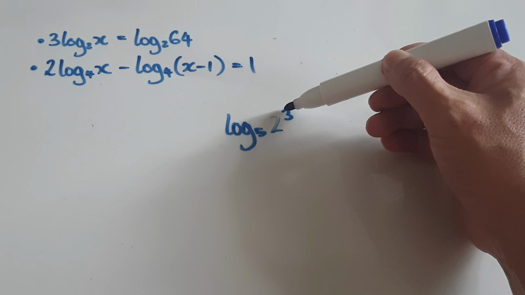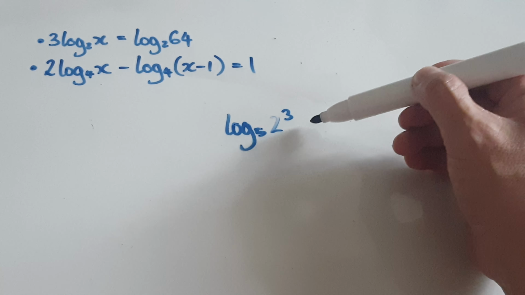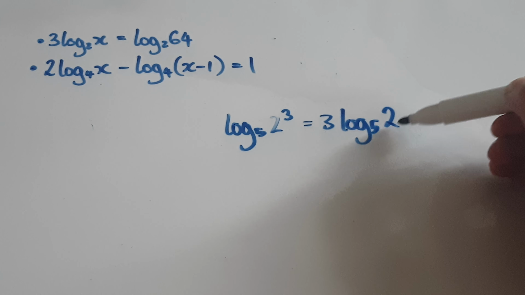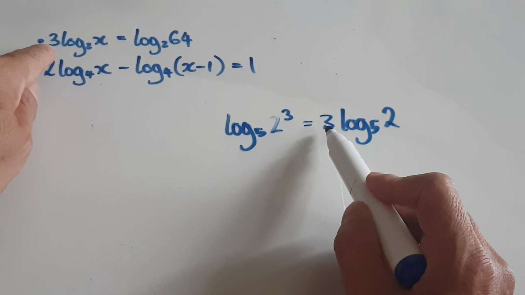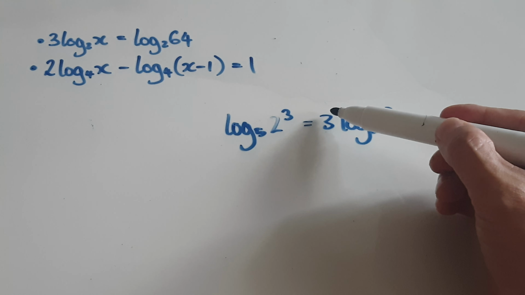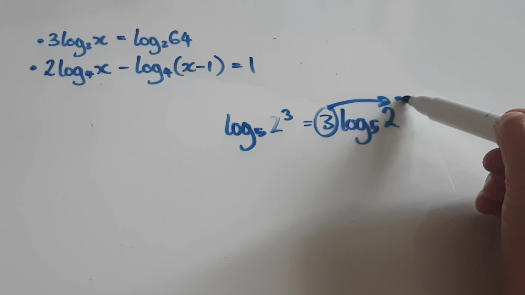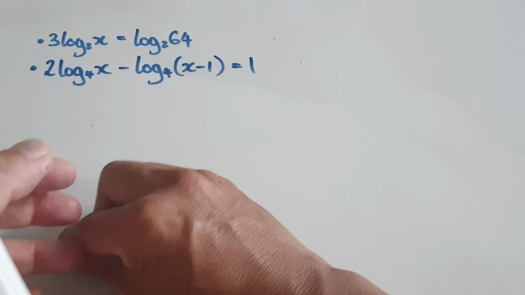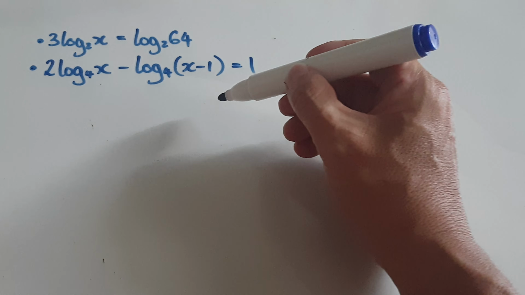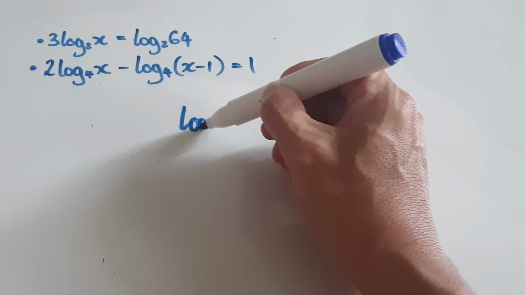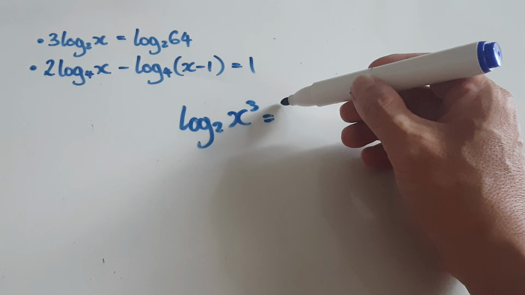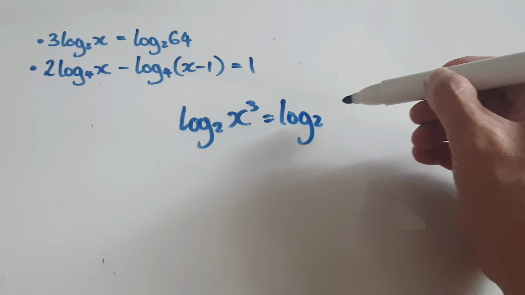The 3, the power, is able to come down here. So that's the same as 3 log base 5 of 2. So whenever you encounter this 3 and then a log, you can push the 3 back up. So here, to solve this, we're going to push a 3 back up there. So it will look like this. Push a 3 up there, so that will then become log base 2 of x to the power 3. And then on the right hand side, it stays the same.